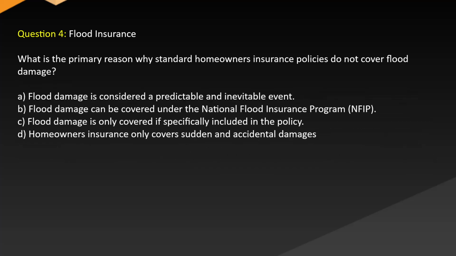Question 4. Flood insurance. What is the primary reason why standard homeowners insurance policies do not cover flood damage? A. Flood damage is considered a predictable and inevitable event. B. Flood damage can be covered under the National Flood Insurance Program, NFIP. C. Flood damage is only covered if specifically included in the policy. D. Homeowners insurance only covers sudden and accidental damages.